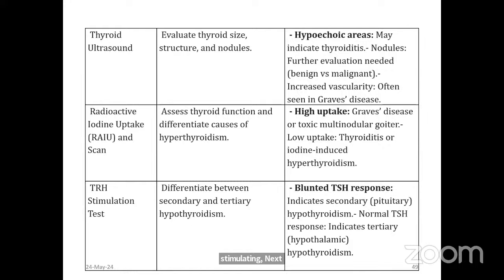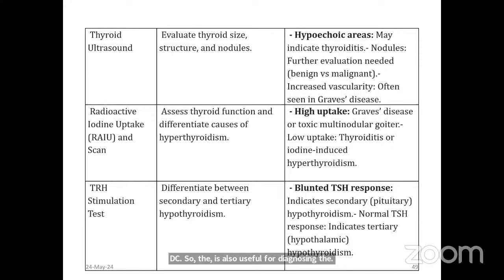Thyroid ultrasound is used for evaluation of the thyroid size, structure, and nodules. So, hypoechoic areas while doing the ultrasound of the thyroid gland indicate thyroiditis or nodules. Further evaluation is needed to determine whether it is benign or malignant. And increased vascularity is mainly seen in Graves disease. So, thyroid ultrasound is also useful for diagnosing Graves disease or some benign or malignant tumors.